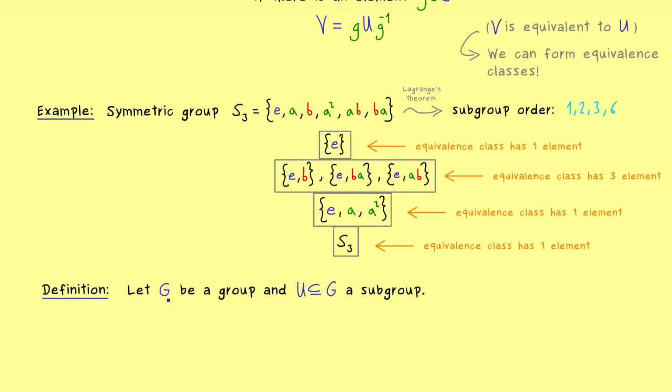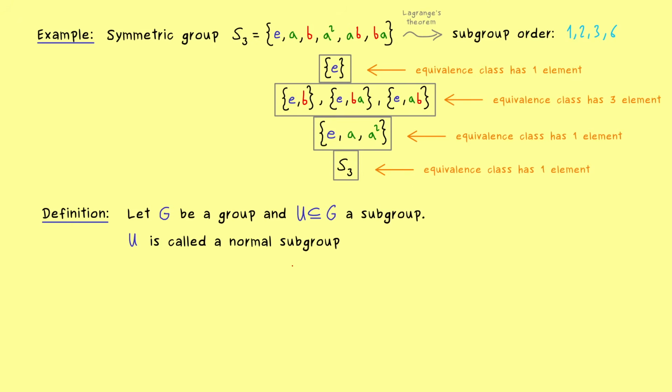So as before, we take any group G and a subgroup U of it. And now U is called normal if conjugating it does not change it. This means putting gUg inverse together always brings you to U again. This is why normal subgroups are also sometimes called self-conjugate.